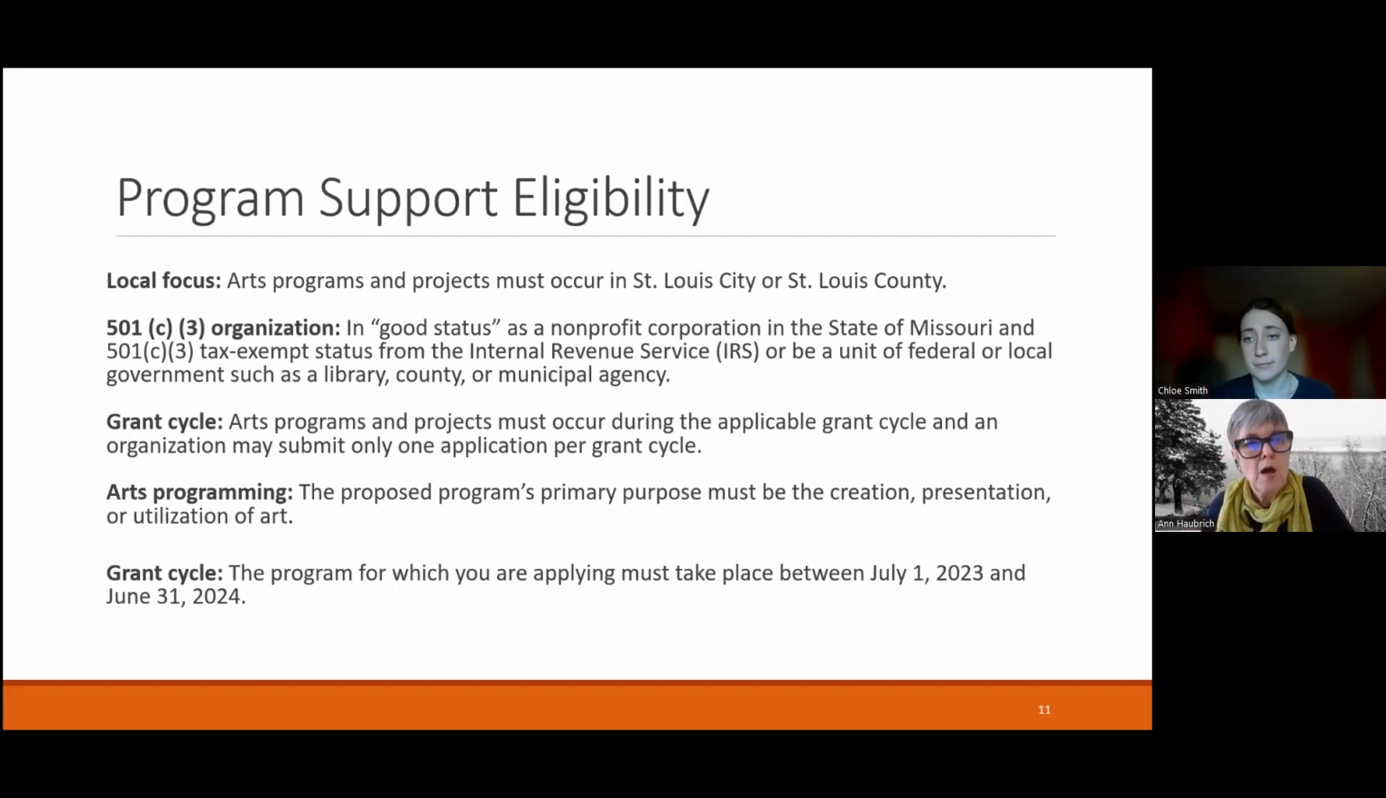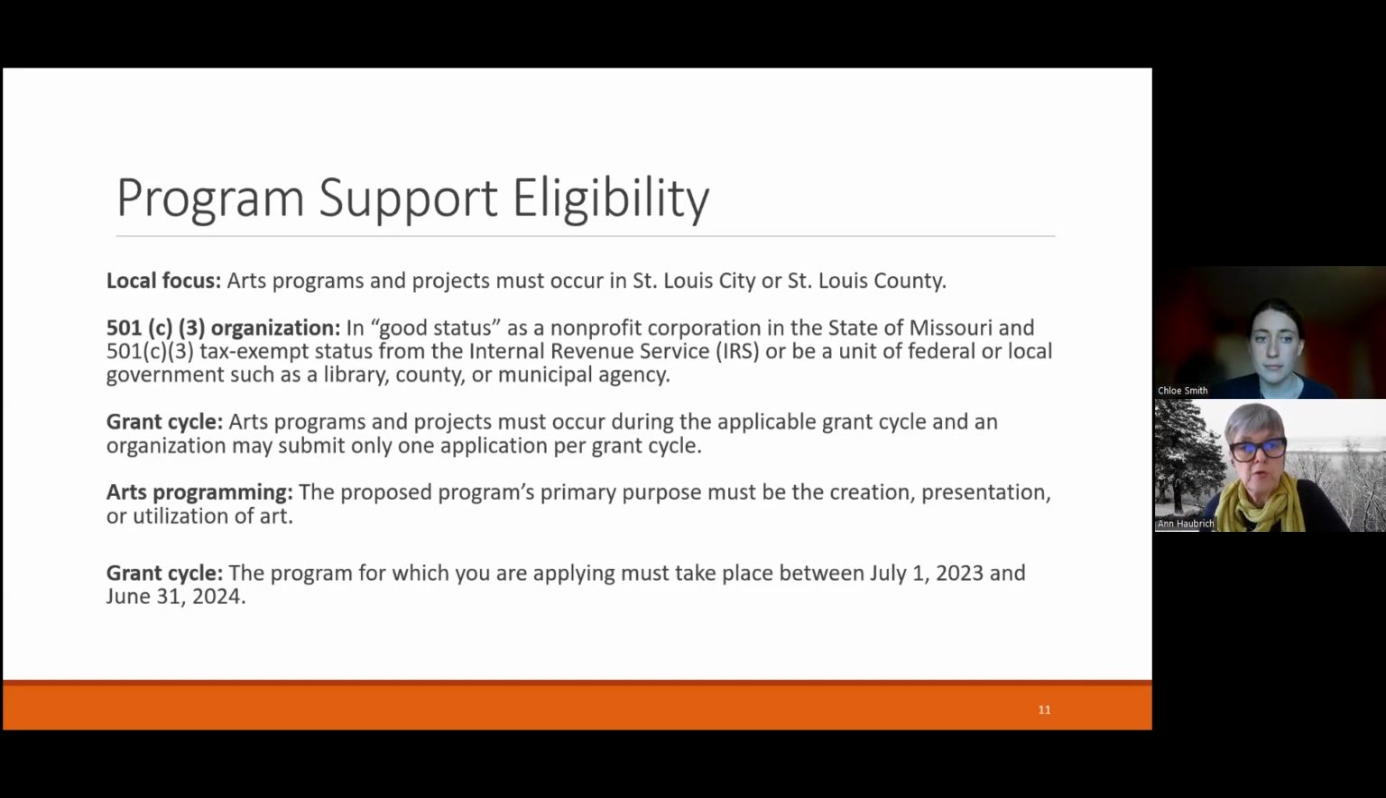You must be a 501c3 organization in good status as a nonprofit corporation in the state of Missouri and have 501c3 tax exempt status from the Internal Revenue Service, or be a unit of federal or local government such as a library, county, or municipal agency.